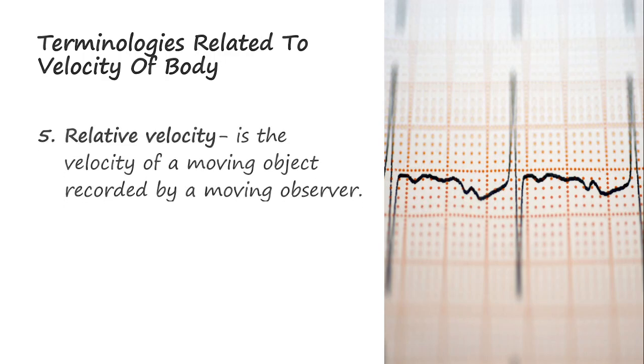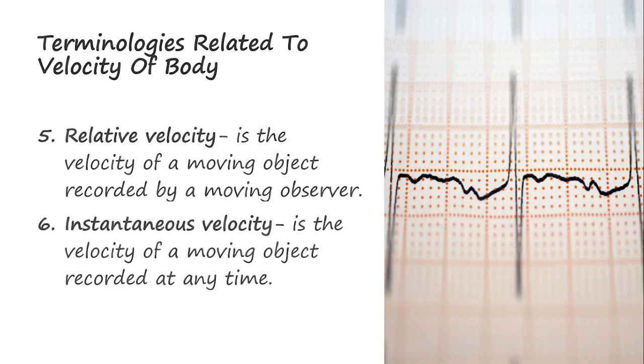The other terminology is relative velocity. Relative velocity is the velocity of the moving object recorded by a moving observer. So you can see the difference between relative and absolute. In relative velocity, the observer is also moving while trying to record the velocity of the moving object. So it is a kind of velocity that relates the object that is moving and the observer that is also in motion.